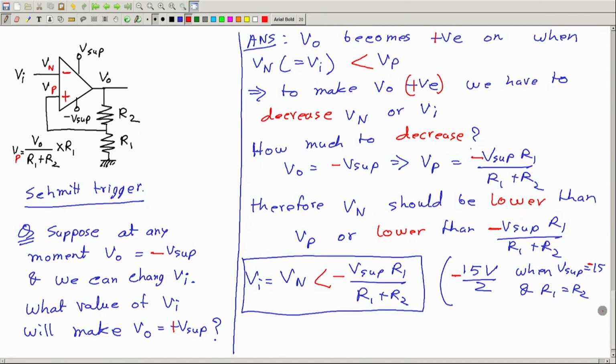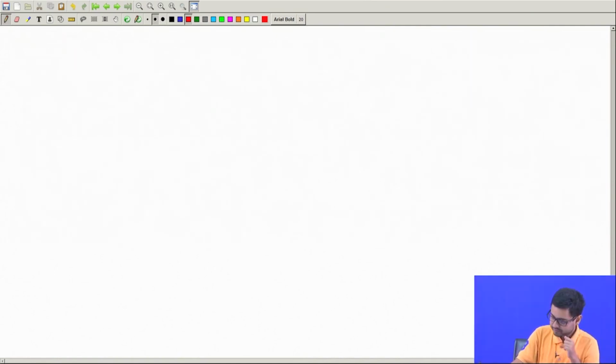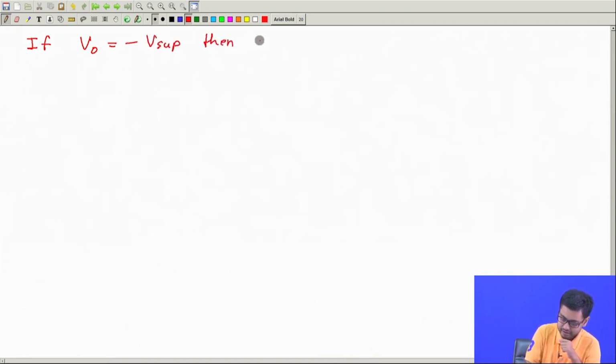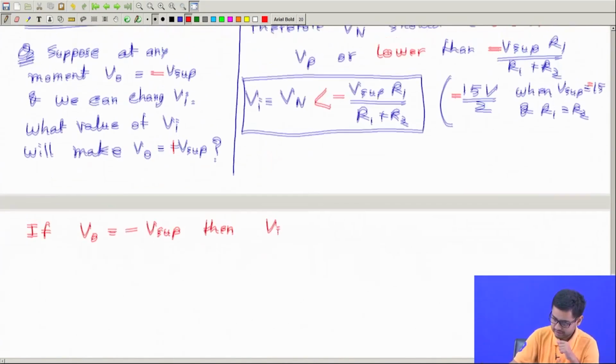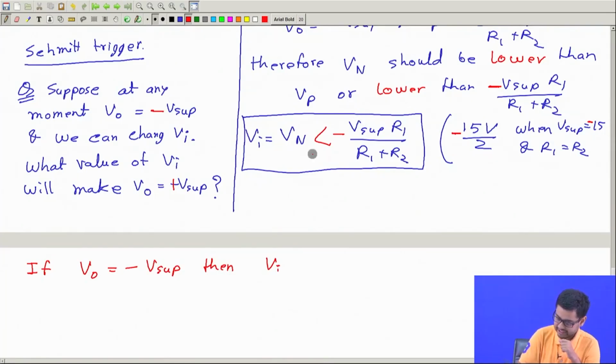So now what happens? Let's see. Let's go to the next slide. Okay, and so let's see how the input and output changes. Okay, so if output is negative, then Vi less than this.